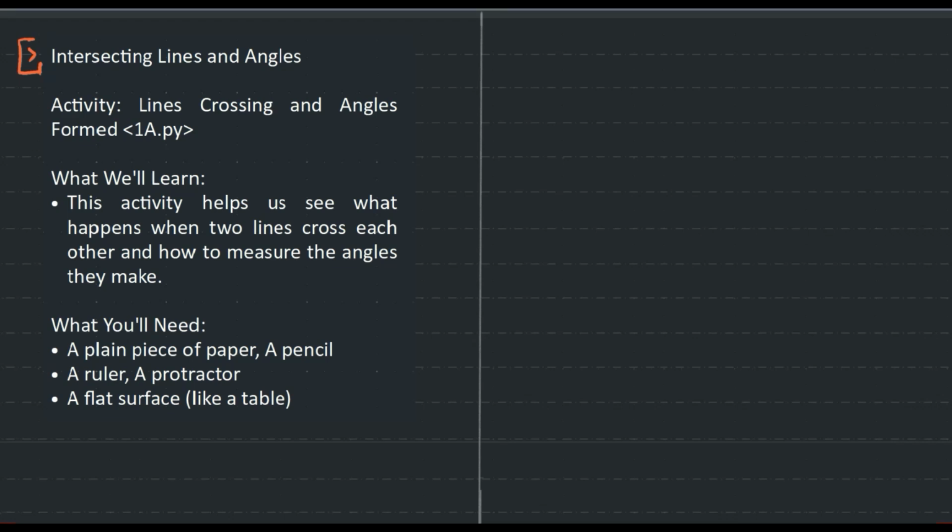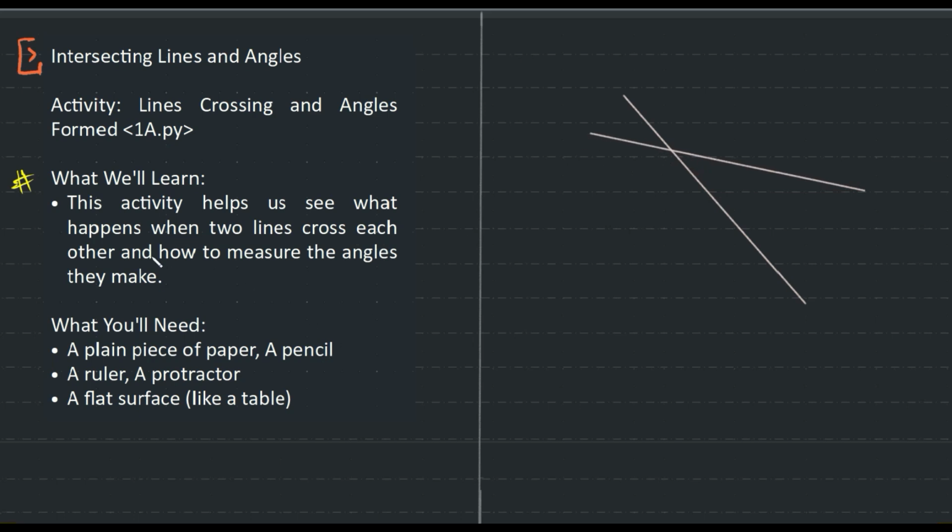So let's dive in to intersecting lines. What are intersecting lines? Lines that meet. This activity helps us to see what happens when two lines cross each other. Again, by default, it's two straight lines, guys. If I have two straight lines crossing each other, something like this.